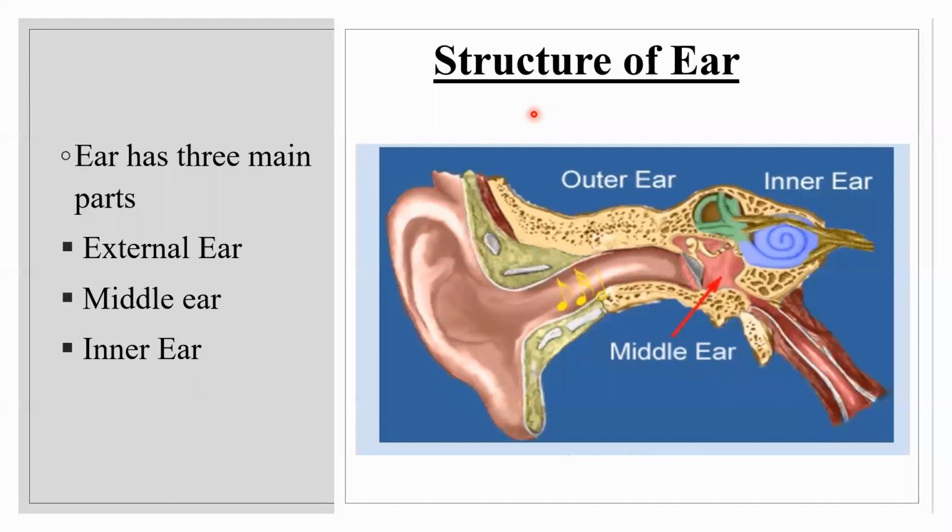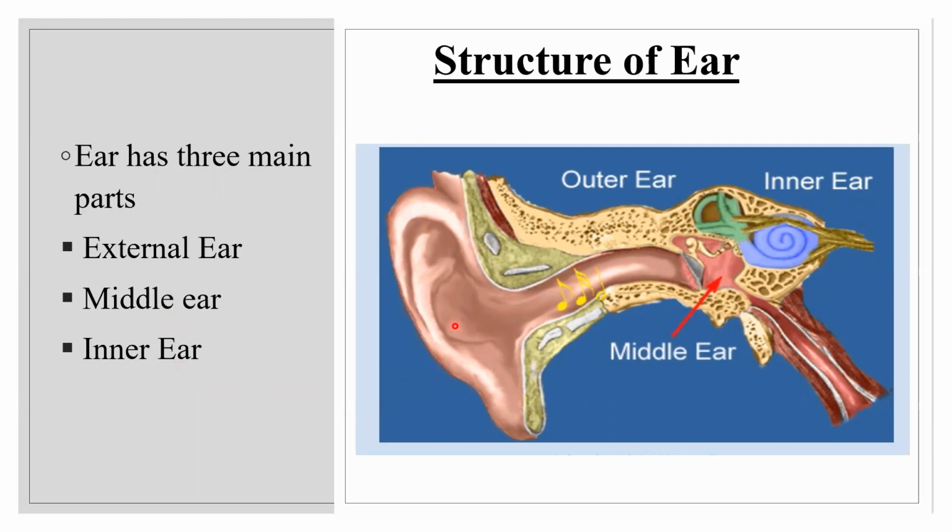The first main function of the ear is that it helps us in hearing, and the second function is that it also maintains the balance of our body. Ear has three main parts: external ear, middle ear, and inner ear.